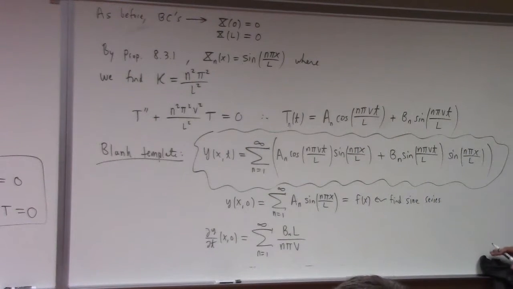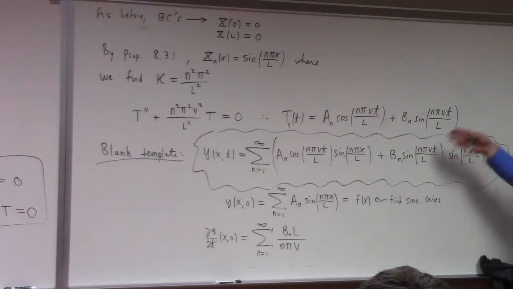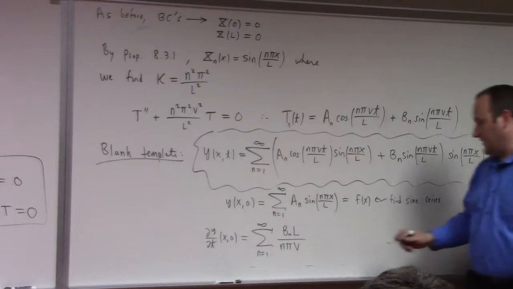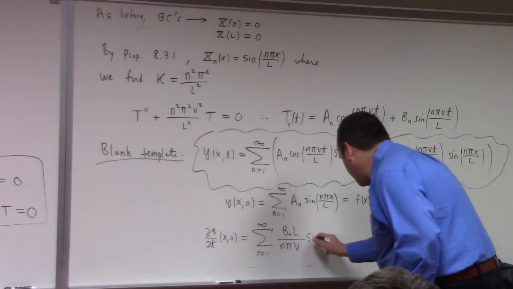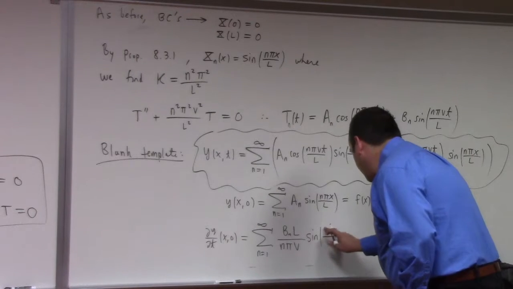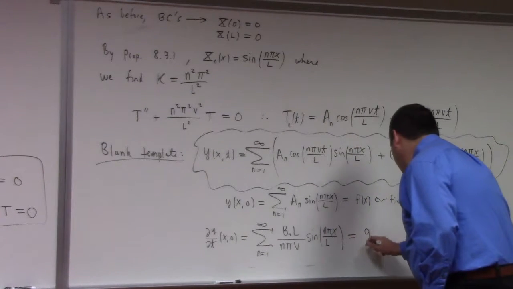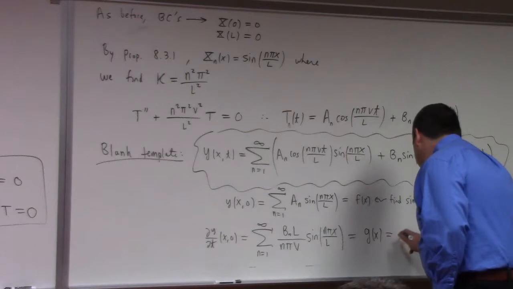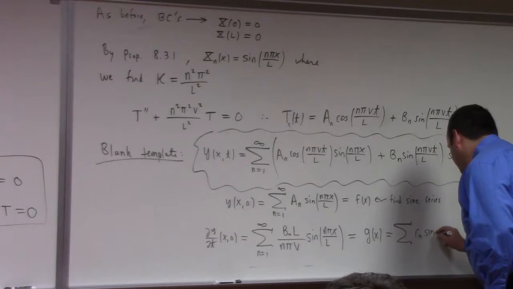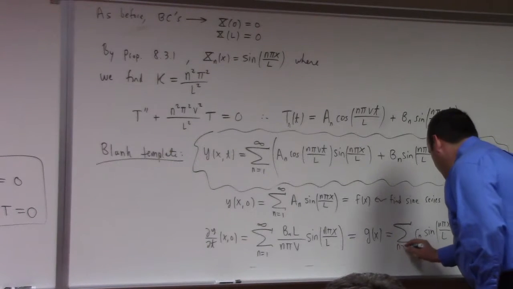So the cosine, I differentiate the sine, it brings out the L over n pi v. I plug in 0, it's still 1. Cosine of 0 is 1. And I'm still left with the sine of n pi x over L. So what do you got to do? Well, this is equal to g of x, right? And so if you can write that g of x is equal to, let's say, the sum C sub n sine of n pi x over L, what do you know?